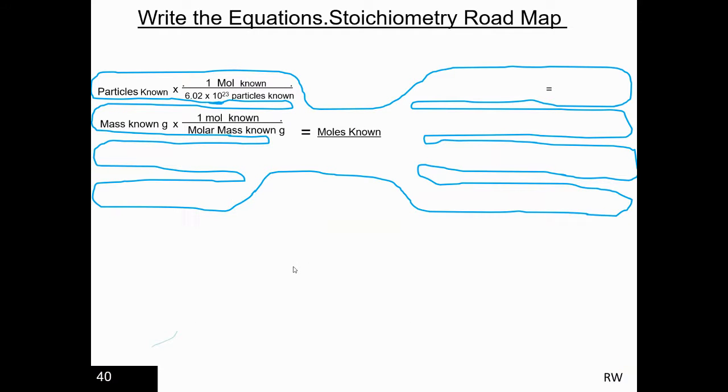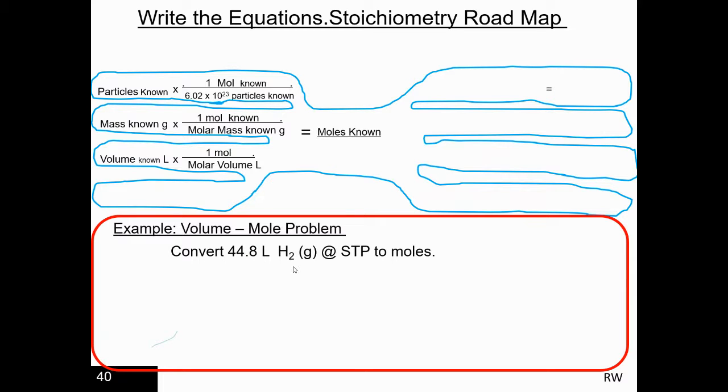All right, so let's look at the next branch of this road. Suppose you were given the volume of a gas in liters, and let's just assume it's STP for now. Then you would multiply by the conversion factor. That would be 1 mole of that gas over the molar volume. Now at STP, the molar volume is a known number that I hope you know. It's 22.4 liters, as long as the conditions are standard, STP. So let's do an actual problem. Convert 44.8 liters of hydrogen gas at STP to moles. So you're looking for moles of hydrogen.